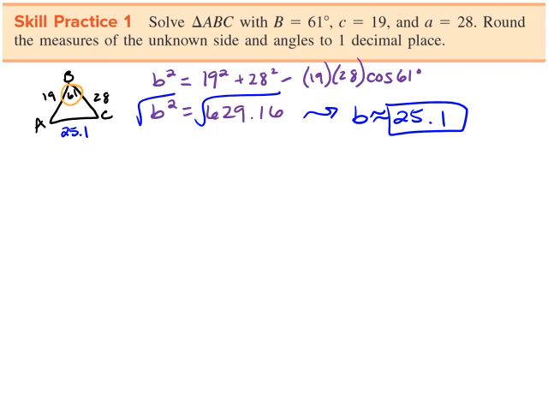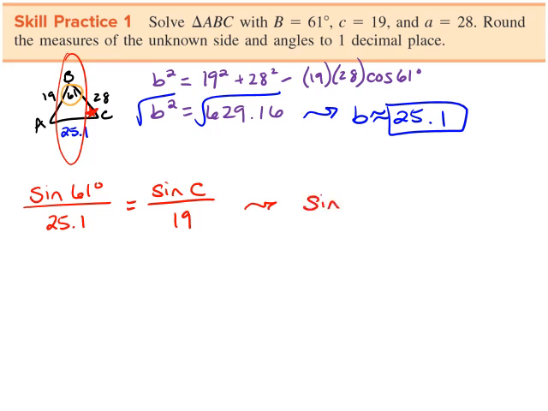Either way is fine. If you proceed with using the law of sines, I would recommend finding C first because I know that angle is smaller, and the law of sines always produces the acute angle. So I'll just go ahead and use that. So I'll take sine of 61 degrees divided by 25.1 is equal to sine of C divided by 19.